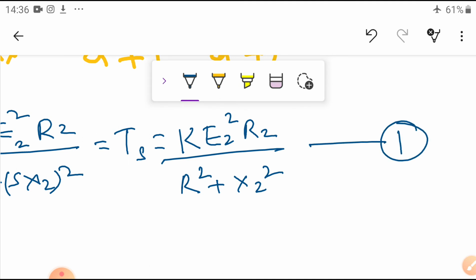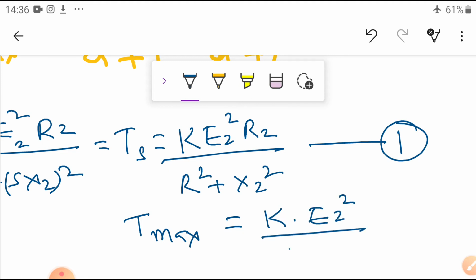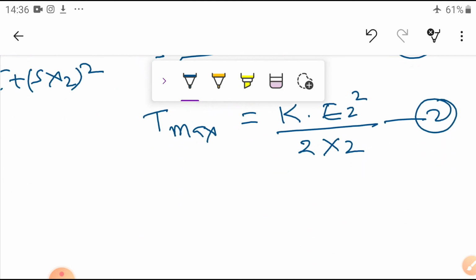Now, what is T max? We are going to calculate the T max. So T max is equal to K into E2 whole square divided by 2 into X2. This is the second formula. So we are going to get 1 by 2.